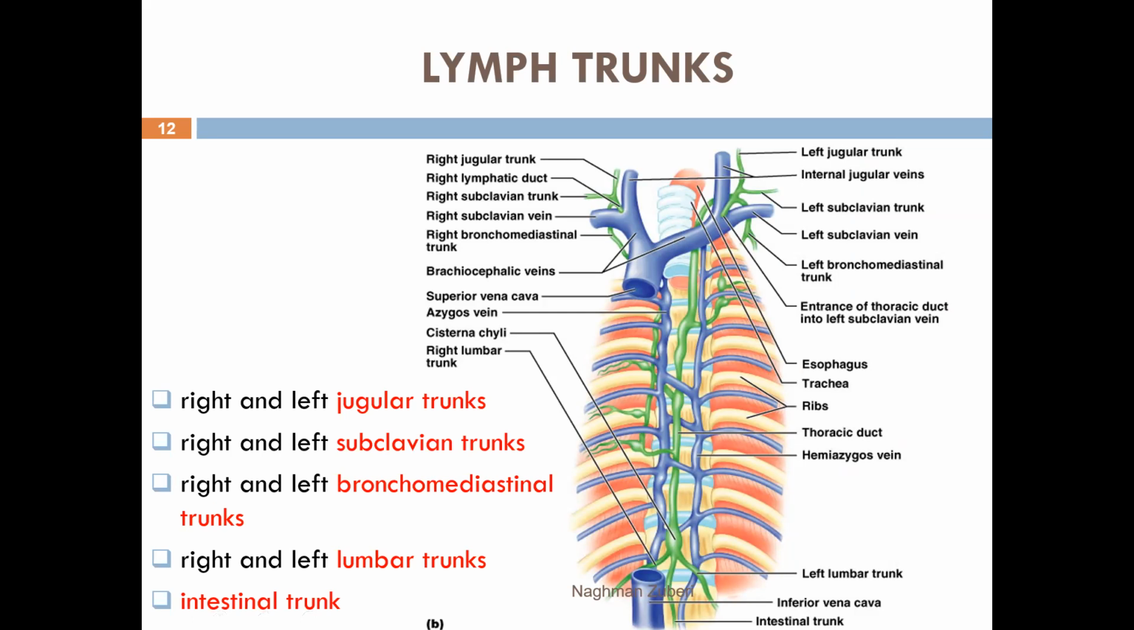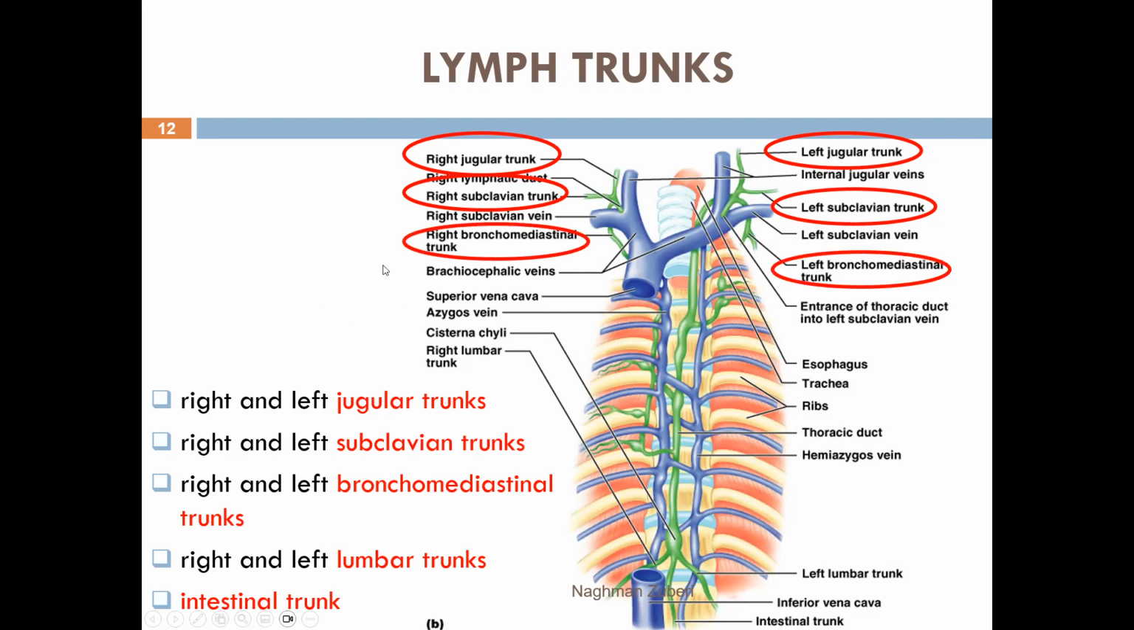Lymphatic trunks. Let's see what different lymphatic trunks there are. Firstly, the right and left jugular trunks. Then the right and left subclavian trunks. And the right and left bronchomediastinal trunks. Then the right and left lumbar trunks. These are the lumbar trunks. And then the final one is the intestinal trunk. This is the intestinal trunk.